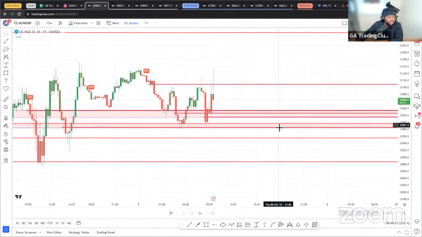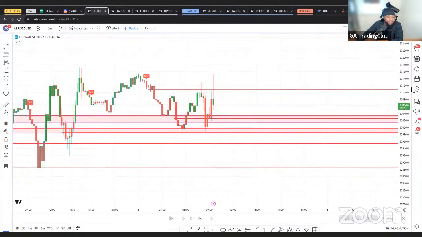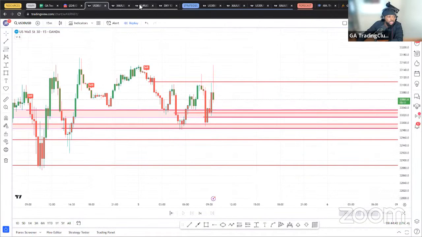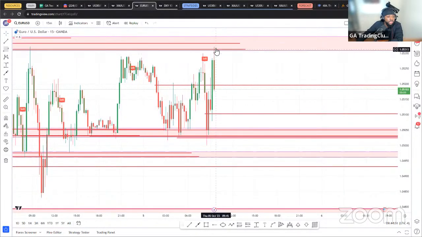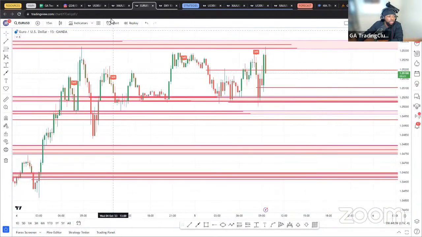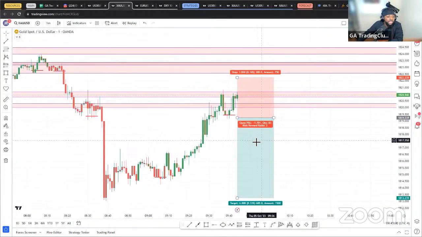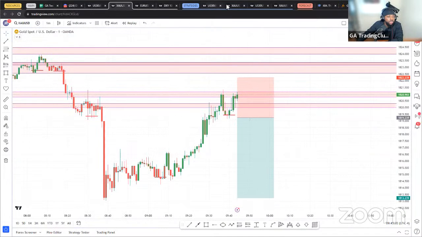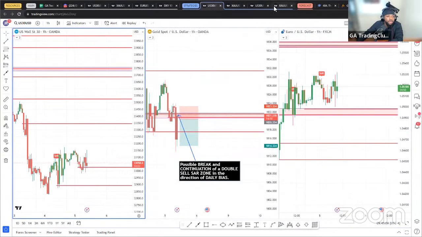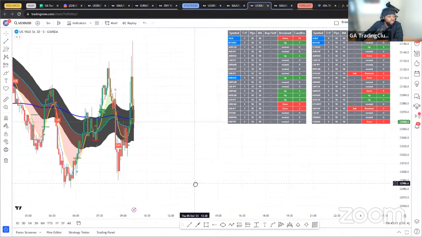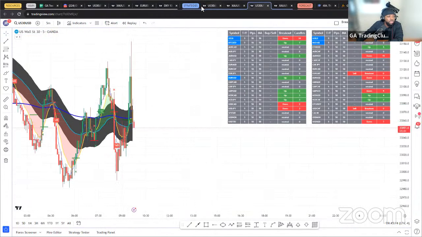So US 30, nothing for US 30 here. So I think gold is the only trade we are going to get. So it's either, this is EU, this is a possible test. We have a triple sell SAR there. So test candle, we would need the next candle, which would be the rejection candle. So the only trade I see is either this 1 minute entry on gold or this hourly entry on gold as well. So we'll just wait for those.